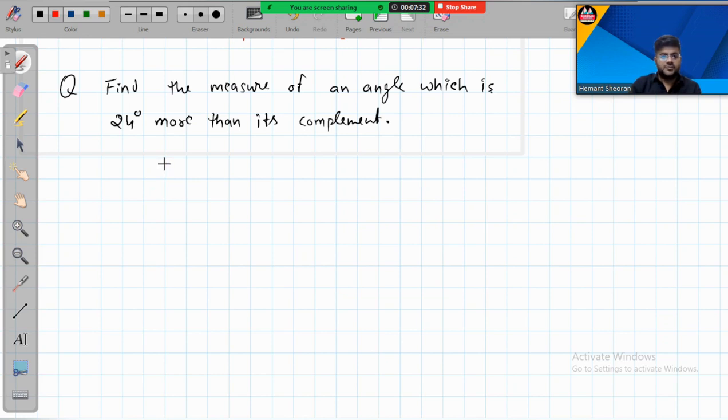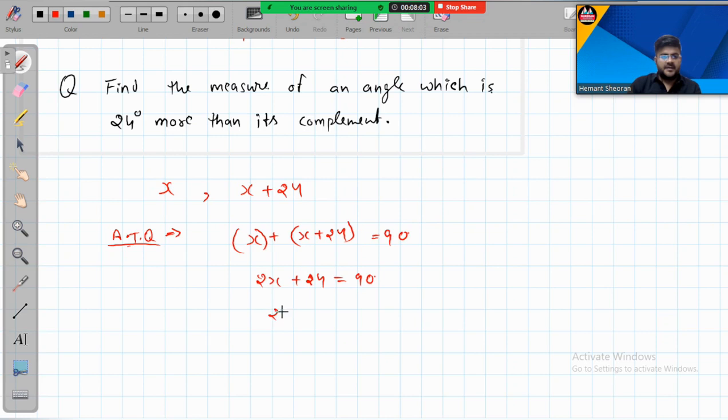Okay, so you are assuming that one of the angles is x and the other angle is x plus 24. Then you are applying 2x plus 24 equals 90, as it is given that they are complementary, so the addition of these two angles will be 90. Then 2x equals 66, so x is equal to 33.